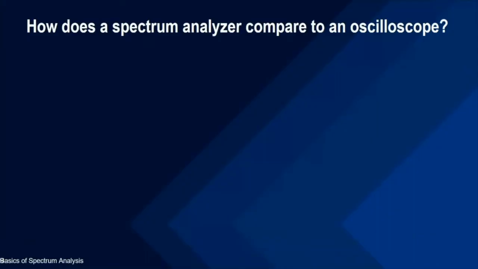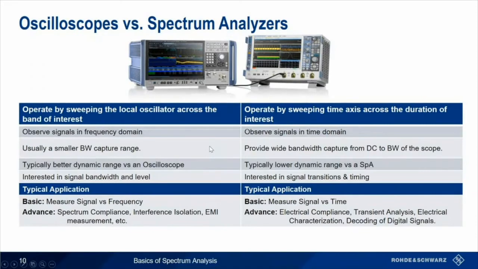All right, so I mentioned we're going to talk a little bit about how a spectrum analyzer compares to an oscilloscope. And with that, clearly both instruments have their place, and they both are really good at what they do. So spectrum analyzers are fantastic at looking in the frequency domain. Oscilloscopes are fantastic at looking in the time domain. There is some crossover between them, but in general, a spectrum analyzer is going to operate by sweeping a local oscillator across whatever the band of interest is. You'll see the signals in the frequency domain.